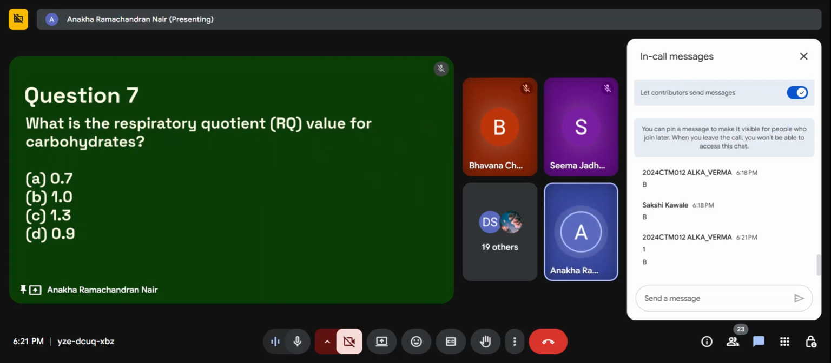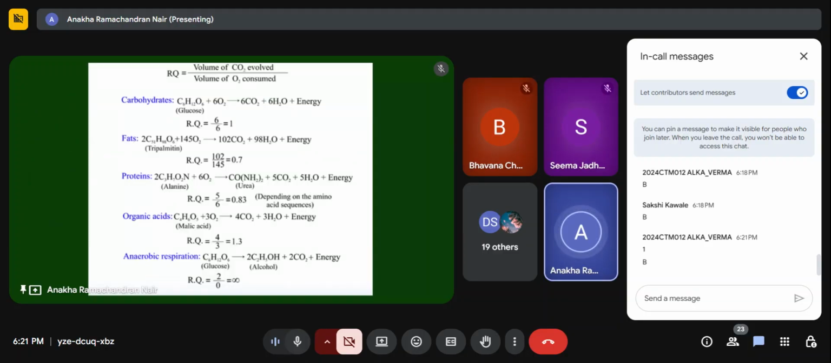They are asking for the respiratory quotient value for carbohydrates. So let's see how that is. So this is the formula of the conversion of carbohydrates into energy, right? So you have glucose and 6O2, which is giving you 6 CO2 plus 6H2O plus energy, right?